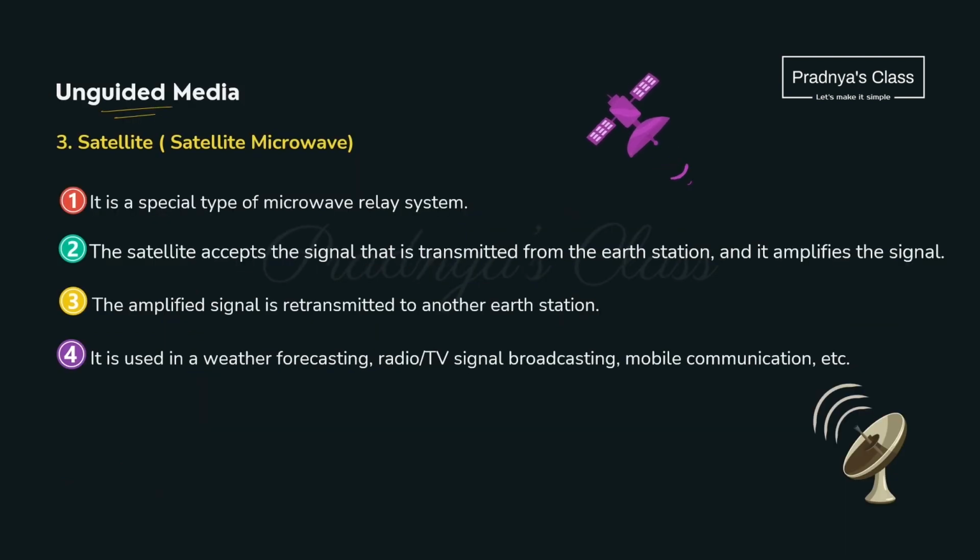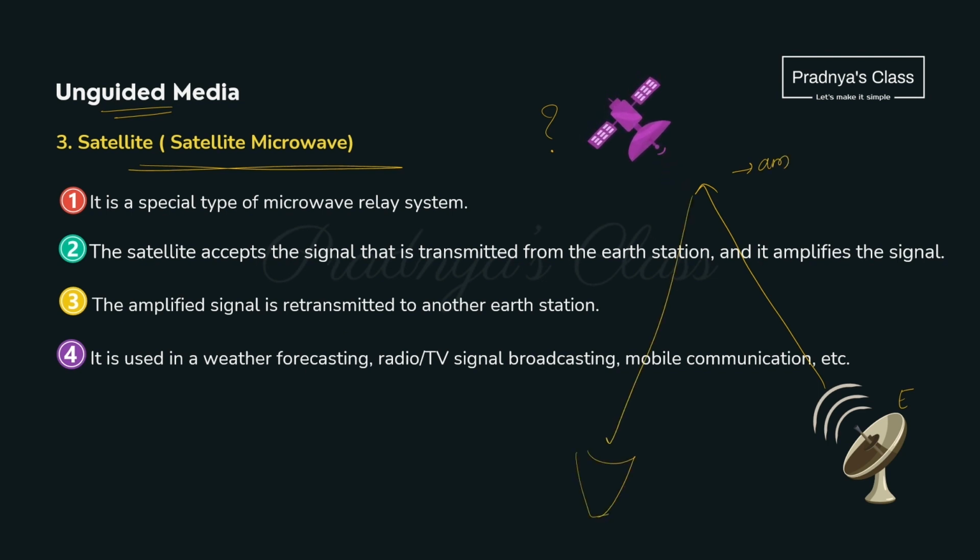The third unguided media is satellite microwave. You know the working of satellite. It accepts the signals from the earth station. It amplifies it and transmits to the other earth station. It is generally used for weather forecasting, radio TV signal broadcasting and for mobile communication.